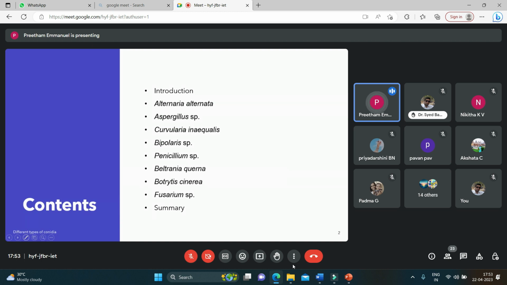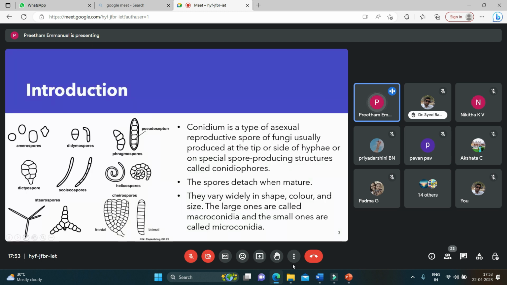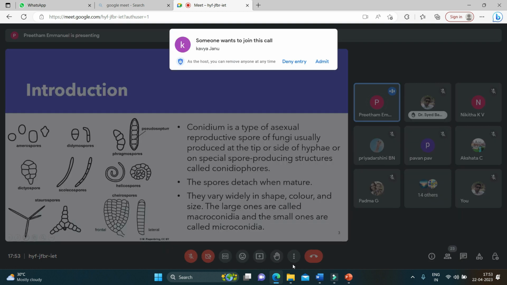Conidium is a type of asexual reproductive spore of fungi, usually produced at the tip or side of hyphae or on special spore-producing structures called conidiophores. The spores detach when mature. They vary widely in shape, color, and size. The large ones are called macroconidia, and the small ones are called microconidia. These are a few examples of conidiophores.